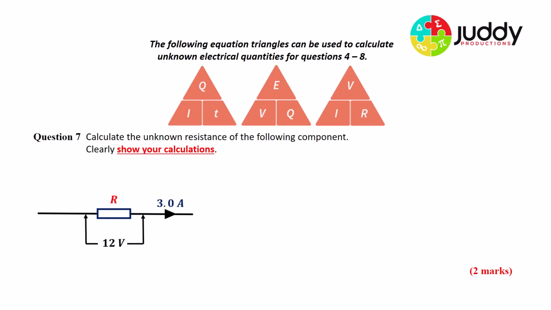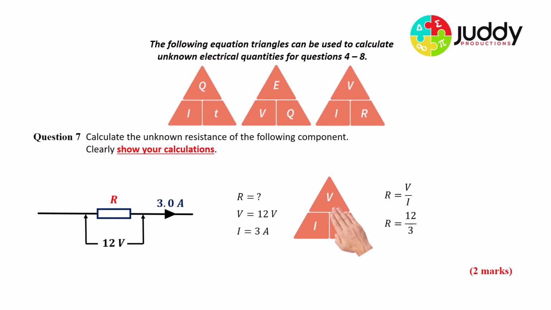Question 7, calculate the unknown resistance of the following component. And again, clearly show your calculations. So from our diagram, we can see that R is the unknown, the current is 3 amps, and the voltage is 12 volts. Let's write these out. R equals question mark, V equals 12, I equals 3, the current is 3 amps. There's our equation, and we're after the R, the resistance. We cover that over, and we're left with R equals V over I. Substitute our values in. R equals 12 divided by 3, which equals 4 ohms.